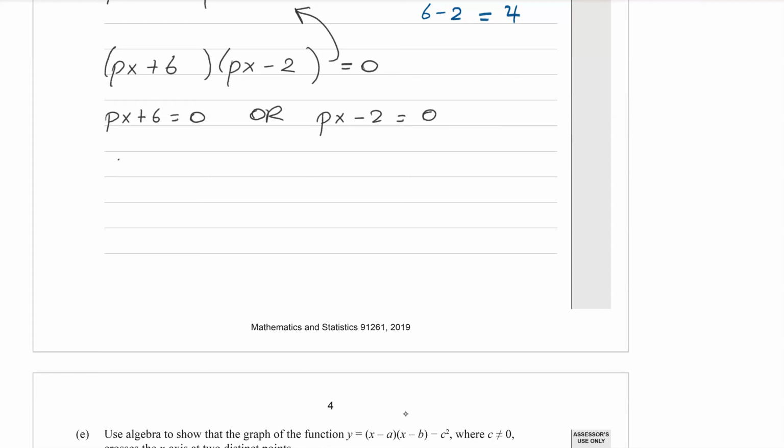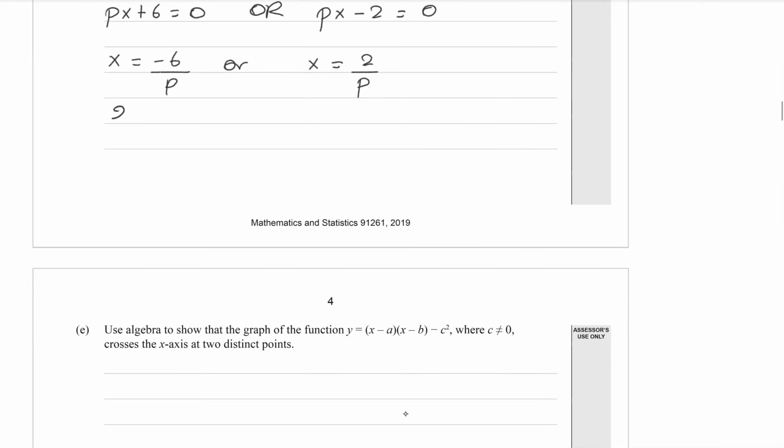So we get x is equal to negative 6 over p, or x is equal to 2 over p. I'm looking at the difference between the two. So if I go 2 over p minus negative 6 over p, that becomes 2 over p plus 6 over p, which equals 8 over p. So that is my solution right there. That's the difference between the two roots.